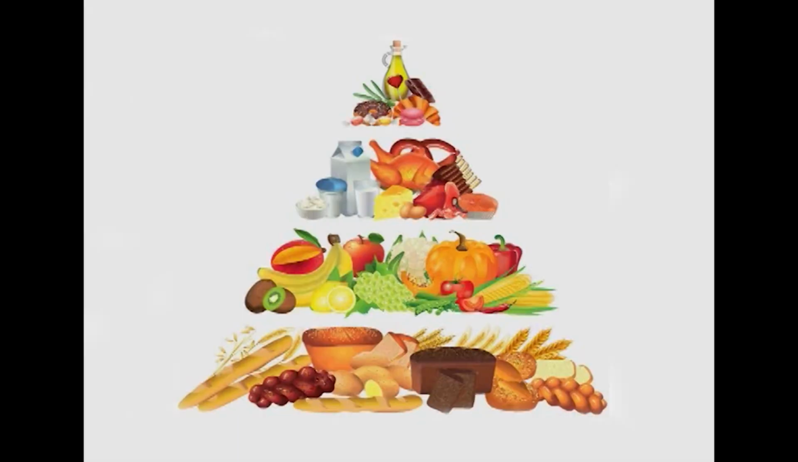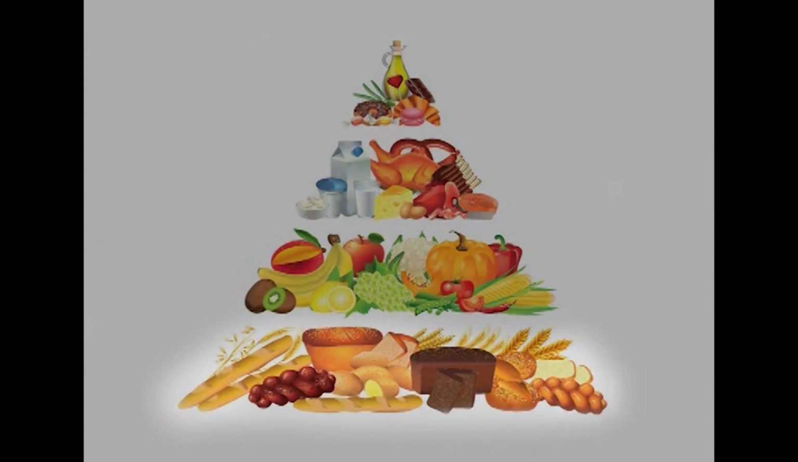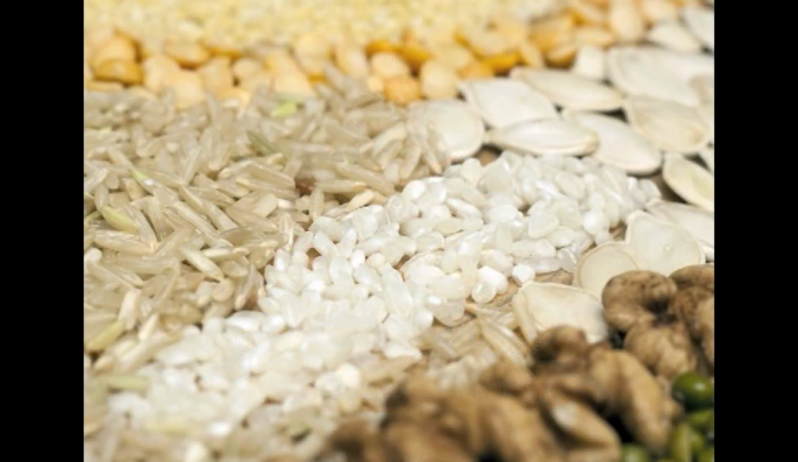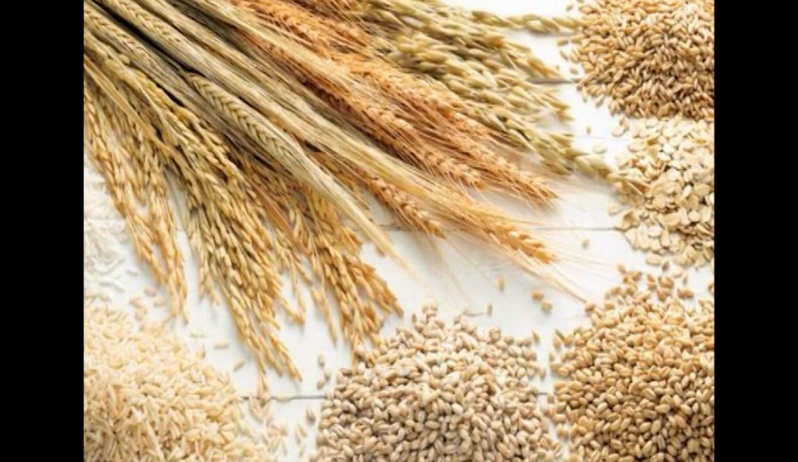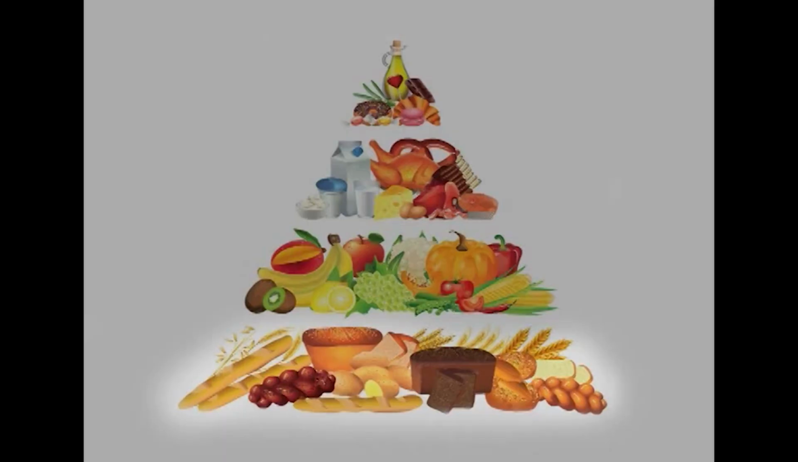The bottom and the largest section is the group which is made up of cereals and their products. Now cereals, as we know, are complex carbohydrates and they provide nutrients like energy, proteins, vitamins and minerals. We need to take at least 6 to 11 servings every day in our diet, which are of course distributed at different intervals of time.